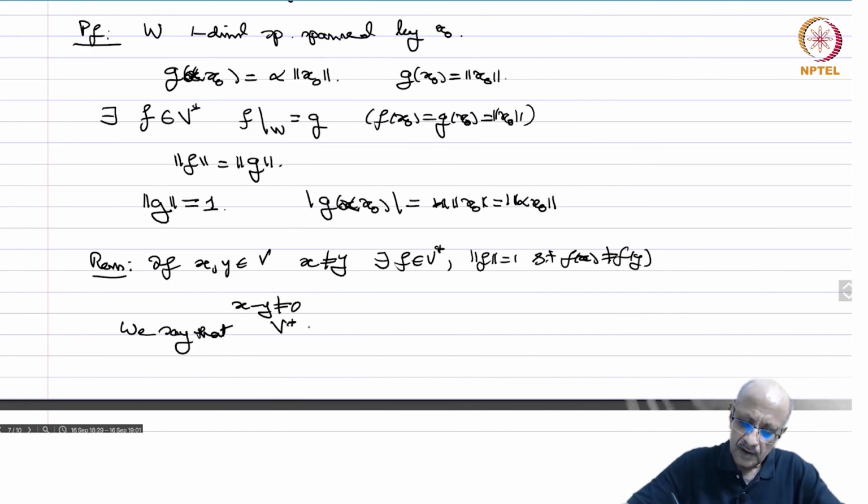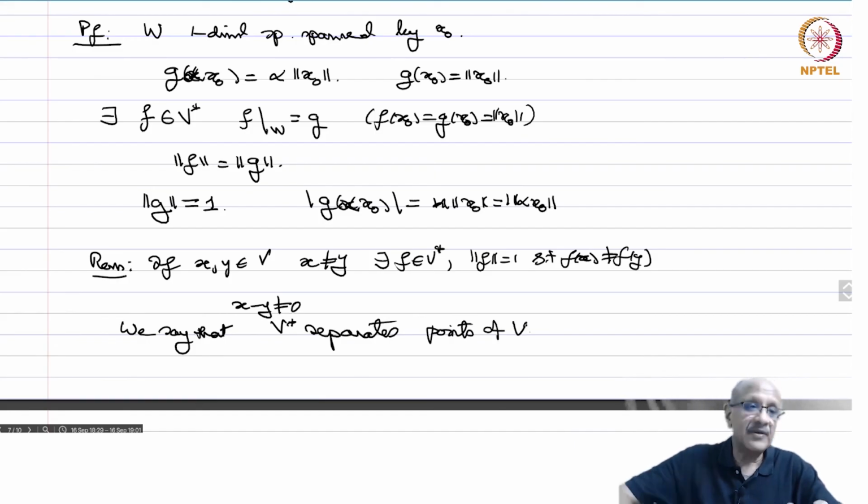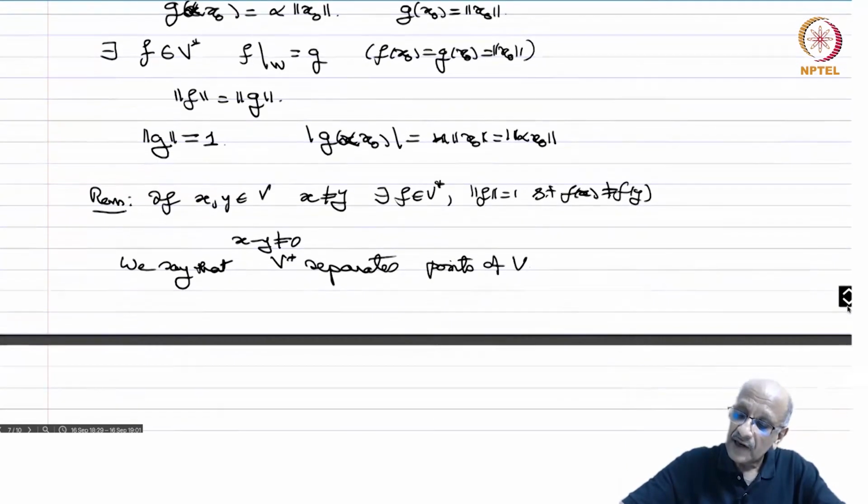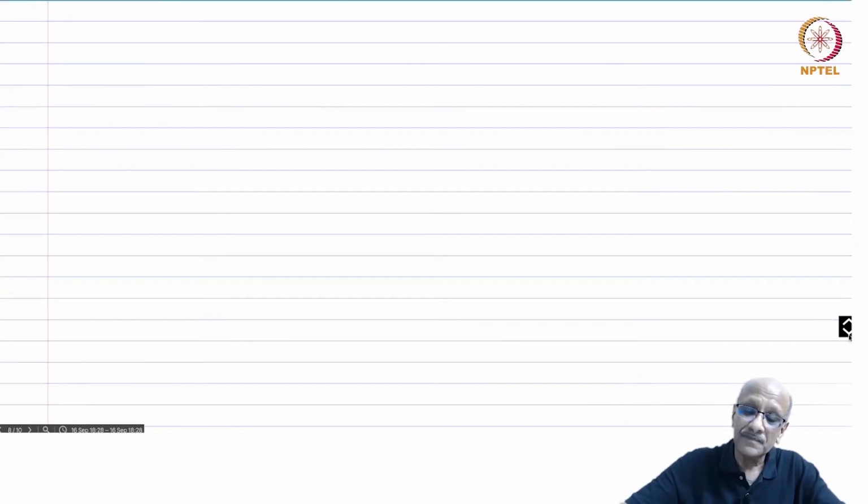So we say that V star separates points of V. That means given two distinct points, you can find a continuous linear functional which takes different values at these 2 points. So that property is called separation of points. So the whole family V star of all linear functionals separates points. Next is again a very interesting corollary.